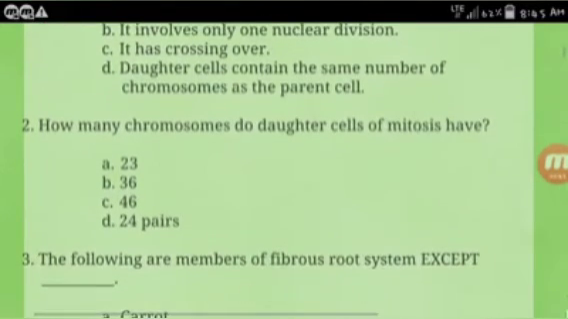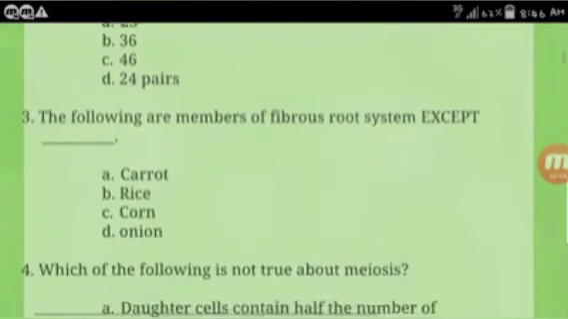Next, number 2, how many chromosomes do daughter cells of mitosis have? So it's 46 chromosomes. If it's asking for how many pairs of chromosomes, you're going to answer 23 pairs of chromosomes, okay? The answer here is letter C, which is 46.